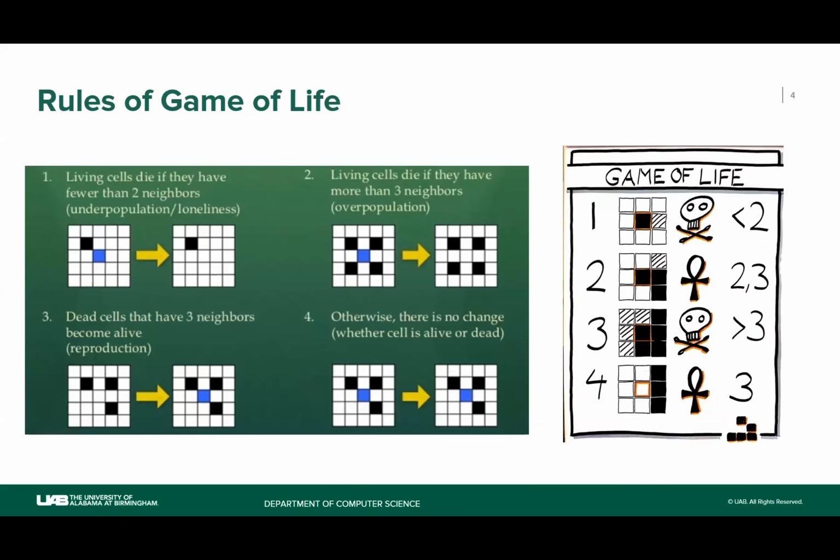And so the rules that govern the Game of Life are as follows. A living cell will die if it has fewer than 2 neighbors. This is called underpopulation. A living cell dies if it has more than 3 neighbors, and this is called overpopulation. Dead cells that have 3 neighbors become alive, which is called reproduction, and otherwise there is no change to the system.